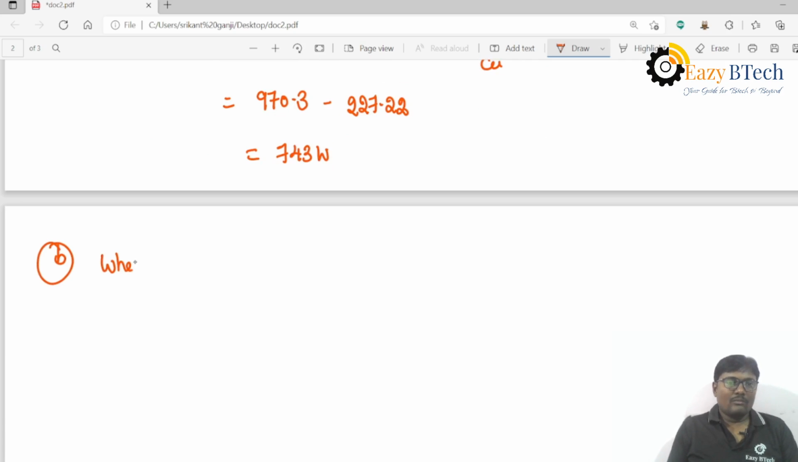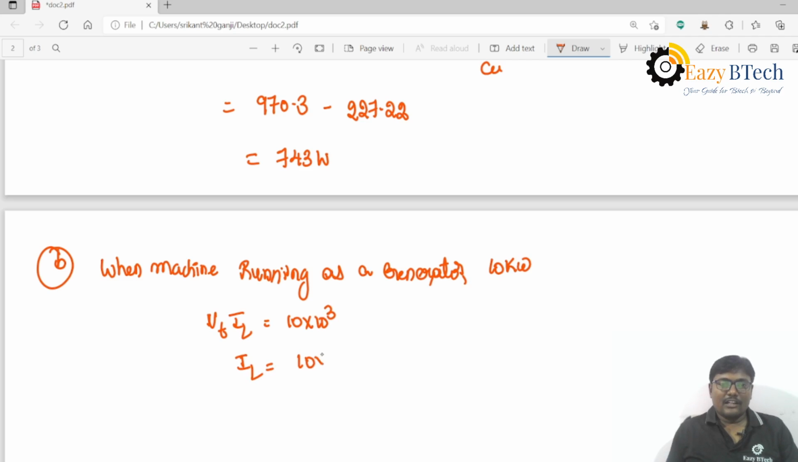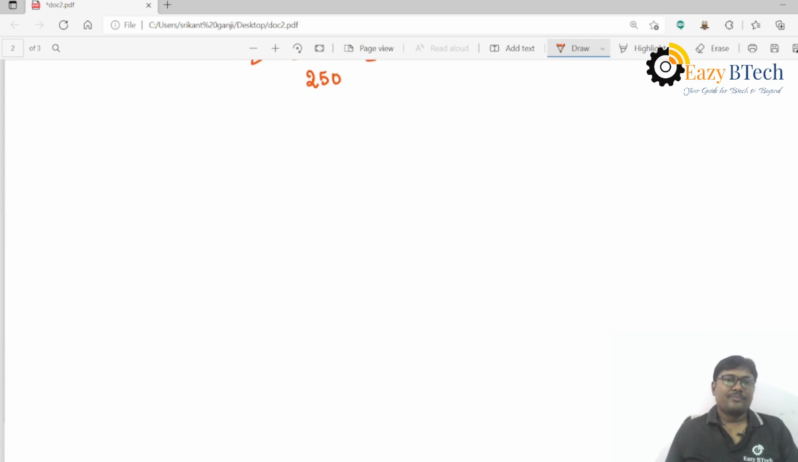B. When the machine is running as a generator, first of all we find the losses. When running as a generator, the output is 10 kilowatts, so VT into IL, terminal voltage into load current, is equal to 10 into 10 to the power of 3. The load current is 10 into 10 to the power of 3 divided by the terminal voltage 250, so 40 amperes. The shunt current is fixed, that is 0.909 amperes. Then calculate the IA value: 40 plus 0.909, because for a generator IA is equal to IL plus ISH, which is 40.91 amperes approximately.